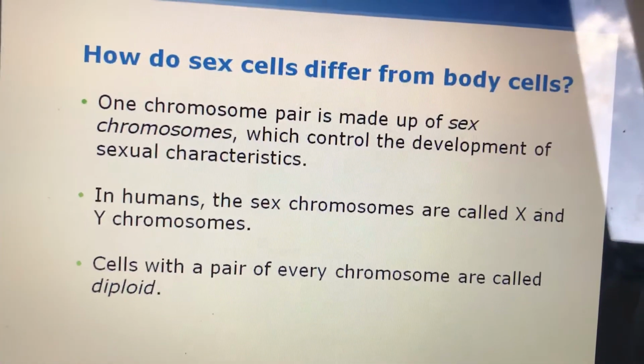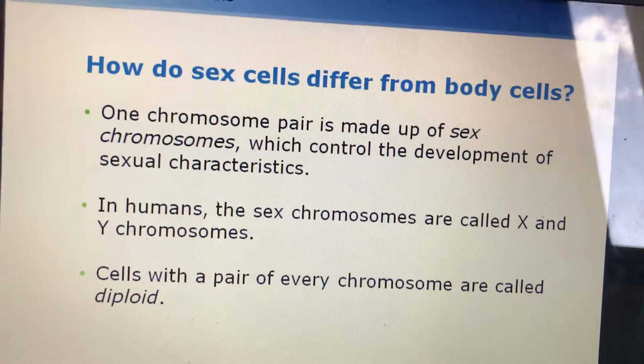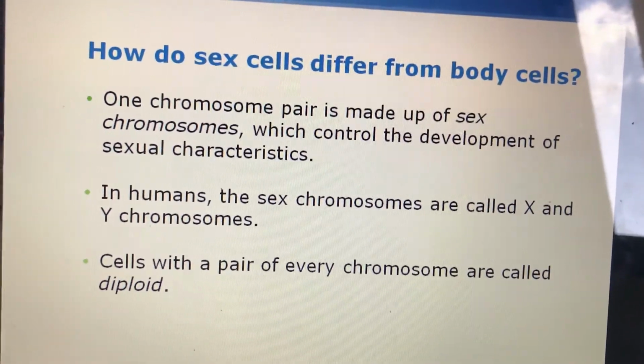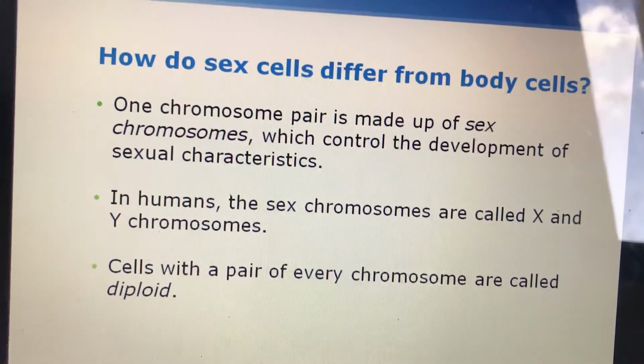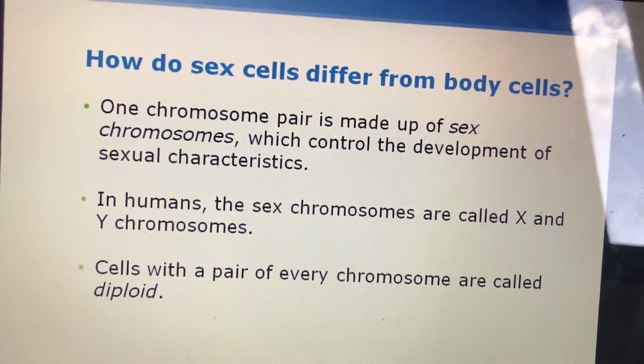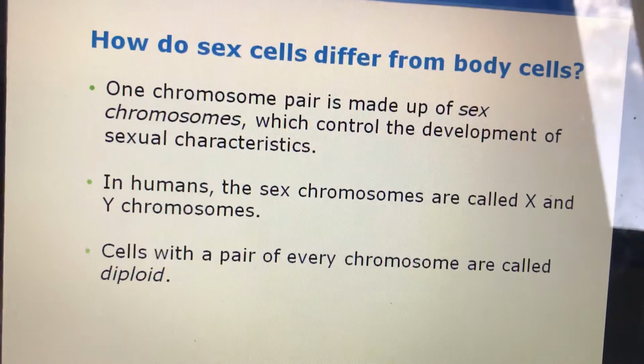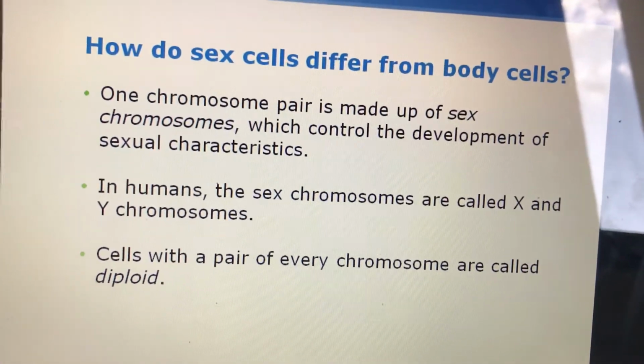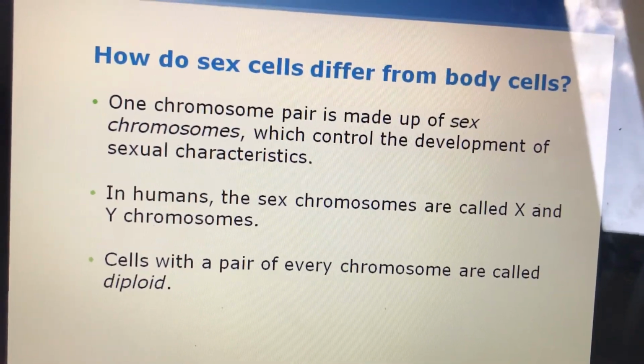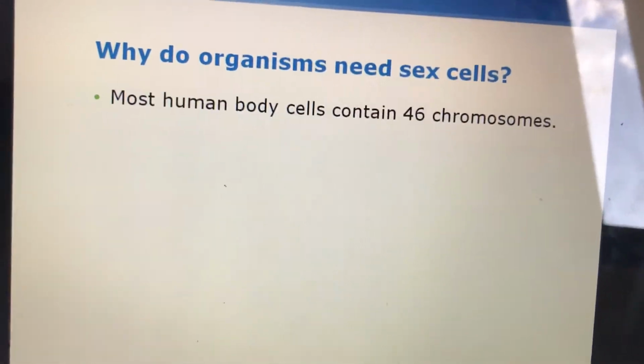So a boy has one X and one Y as sex chromosomes, while a girl has XX. So females always have two X chromosomes, while males have X and Y chromosomes. This is the difference between male and female regarding the sex chromosomes that they have in their nucleus.